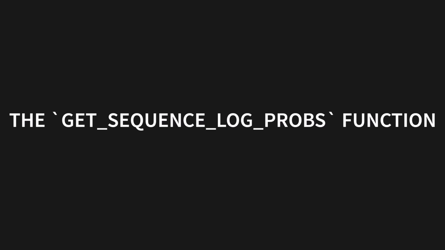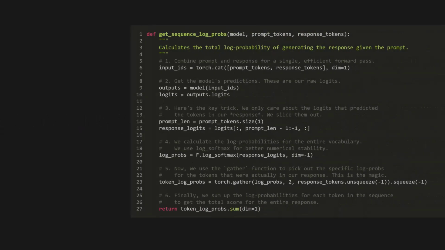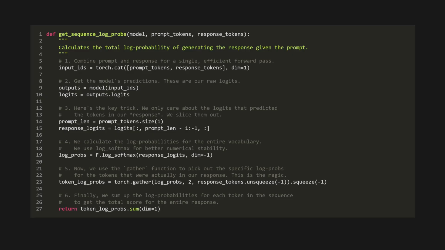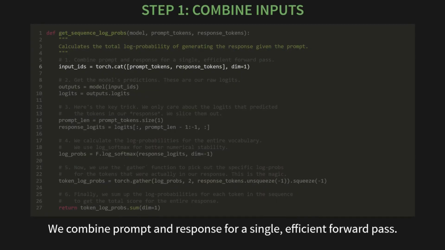This brings us to the star of the show, the get_sequence_logprobs function. We are going to walk through this entire thing together, step by step. Don't worry, it's not as scary as it looks. Okay, step 1, combine inputs. First things first, we combine the prompt and the response tokens into one big tensor. We use torch.cat for this. Why? For efficiency.